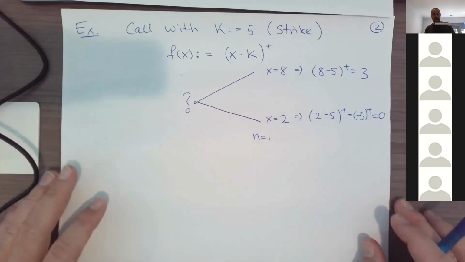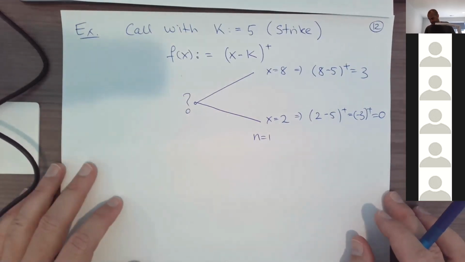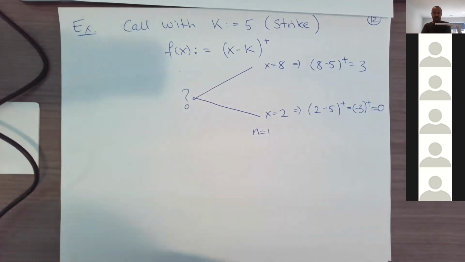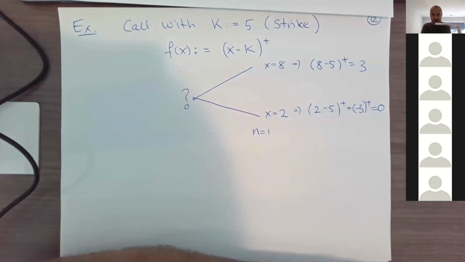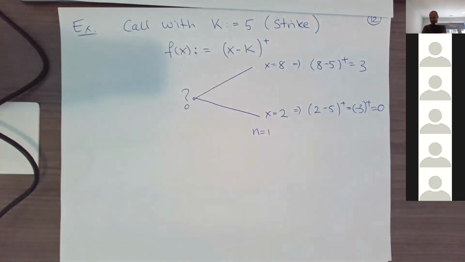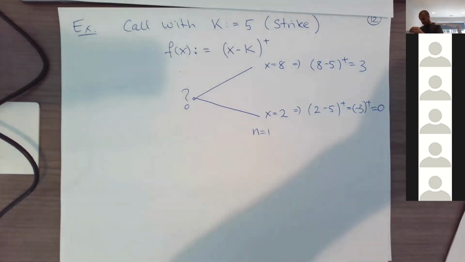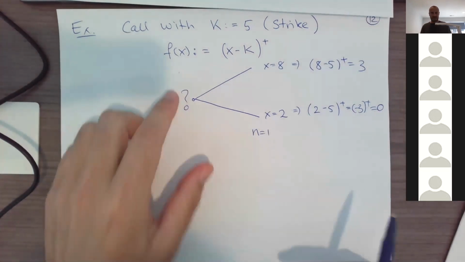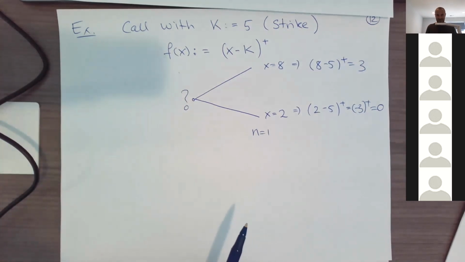What are we willing to pay today? 5. Go ahead, 5? You want to put 5? Yes, I want to put 5 there, since the function is x minus k, and x is sometimes 8 or 2, and k is 5. So I think 5 is okay.